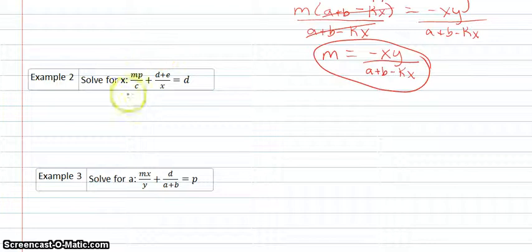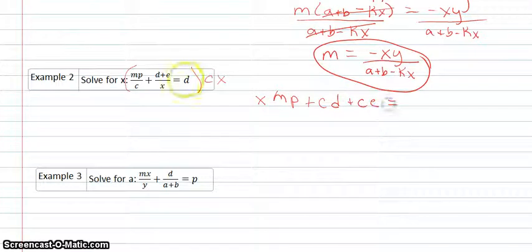In the next one, I'm going to again multiply across by the common denominator. This time it's cx. So on the first one, the c's would cancel, and I just need to multiply by an x. So I'd have xnp. And on the next one, the x's would cancel, so I'd need to multiply across by a c. So plus cd plus ce. And on the last one, nothing cancels, so it's cxd or cdx.